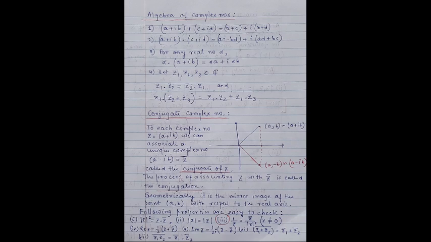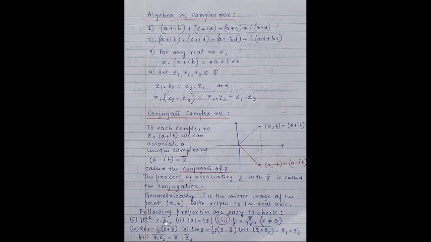Well, fairly simple. Now there are certain properties that you can check yourself. These are easy to check. In the case of conjugate, like the number one, modulus of z square is nothing but z into z bar.